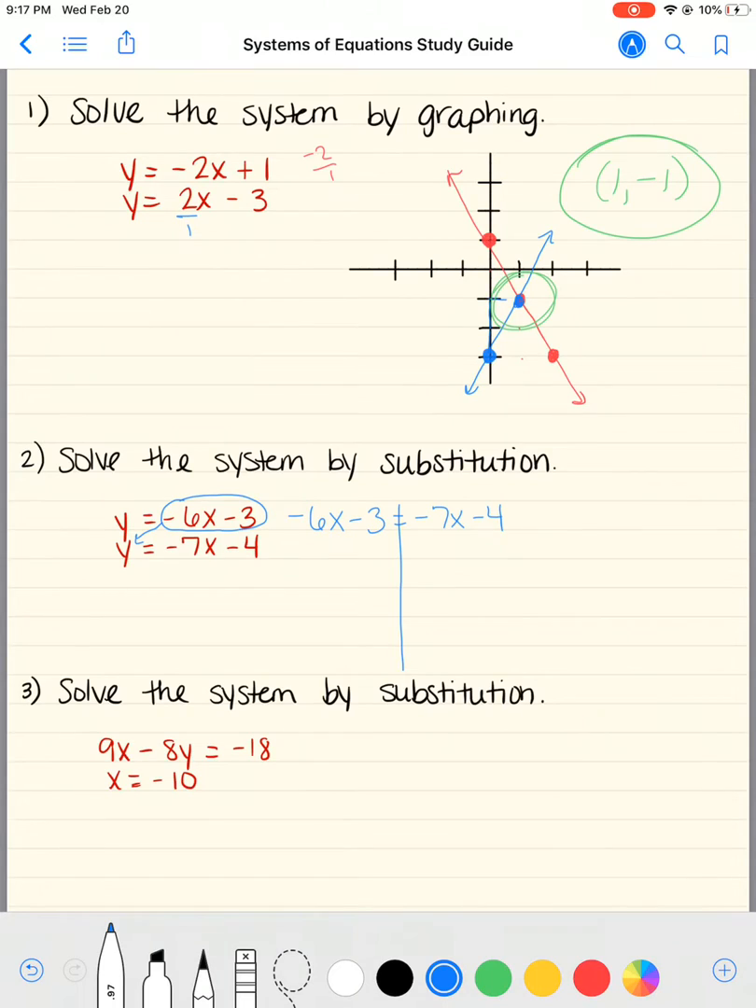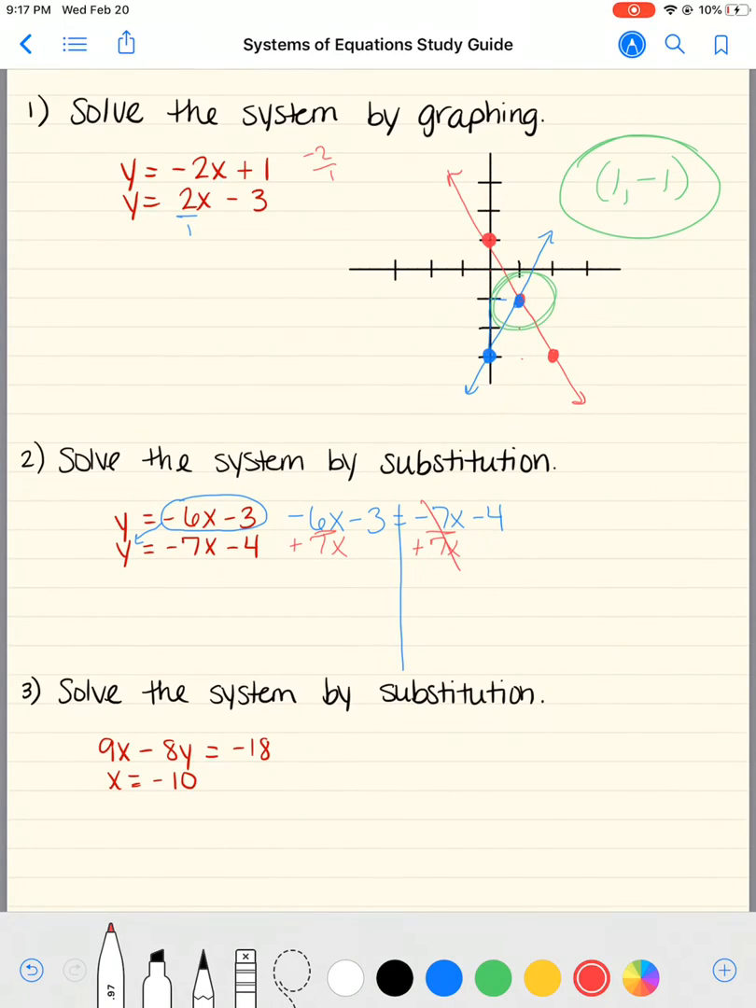So I don't need to distribute anywhere. I can't combine any like terms. So that jumps me right to getting my variable on one side. So notice you have an x on each side of your equal sign. So I need to move one of those over. So I'm going to move this negative 7x. I'm going to add 7x to both sides.